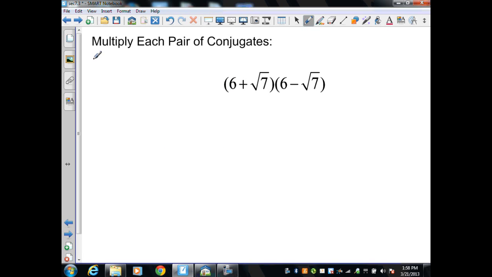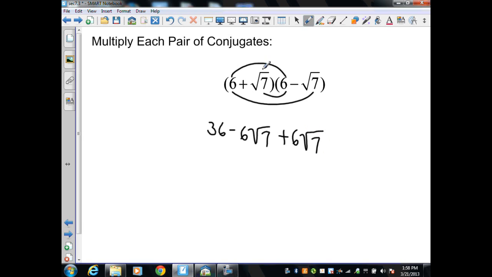Here's an example to determine why a conjugate eliminates the radical in the denominator of a fraction. Here we want to multiply the pair of the conjugates. If this was our expression in the denominator of a fraction, I need to multiply it by its conjugate. So when I do so, I FOIL. First is 36. Outer is a negative 6 square roots of 7. Inner is a positive 6 square roots of 7. And my last is a negative square root of 49.